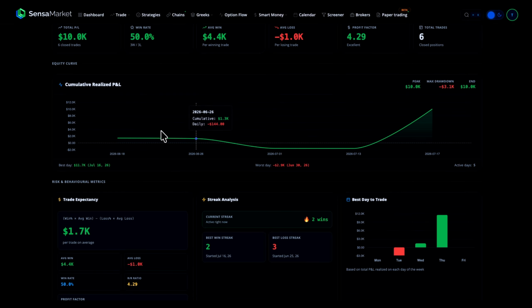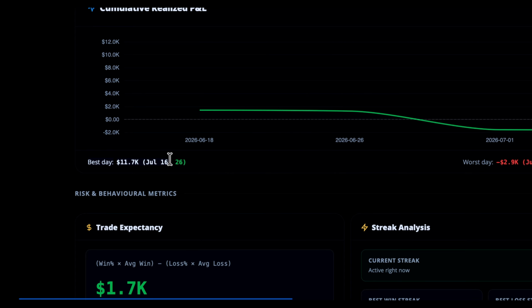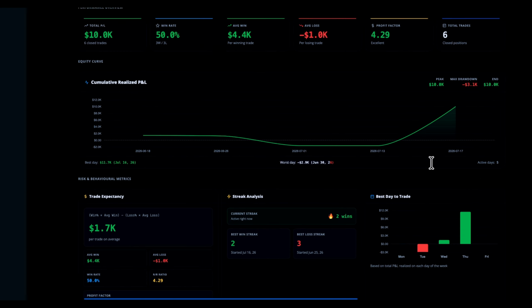The equity curve gives you a clear picture of how your realized P&L has grown over time. You'll also see your highest peak, biggest drawdown, and your best and worst trading days highlighted automatically.